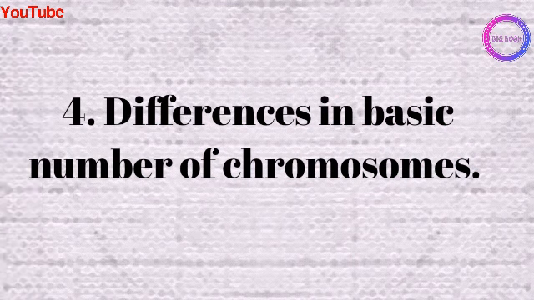Further is differences in basic number of chromosomes. So here, the basic number of the chromosomes is what we have already known, the diploid nature, that is 46 chromosomes, that is XY and XX. So when there is a difference in the basic number of the chromosomes, it can lead to certain syndromes also. That is, Down syndrome is there, Klinefelter's syndrome is there, and if we consider many other syndromes, they can also be seen.